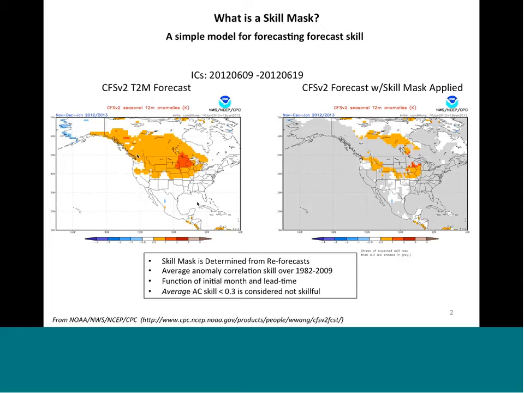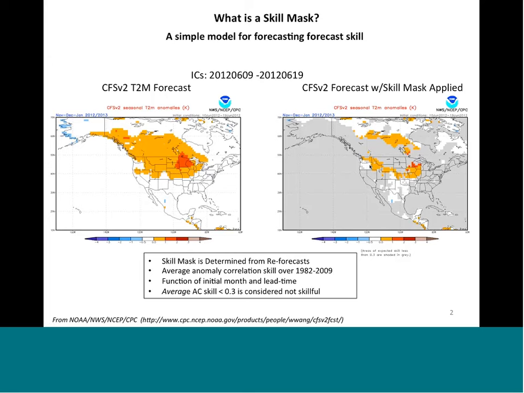On the left side, you see an example CFS2 2-meter temperature forecast that was initialized in June of 2012. That's the actual full field forecast. On the right, the skill mask was applied. Everywhere you see gray, the average historical anomaly correlation skill is less than 0.3, so the model's forecast is considered not skillful. In the context of this skill mask, past performance is indicative of future performance. It's assumed that the past skill of the model represents the future skill of the model.